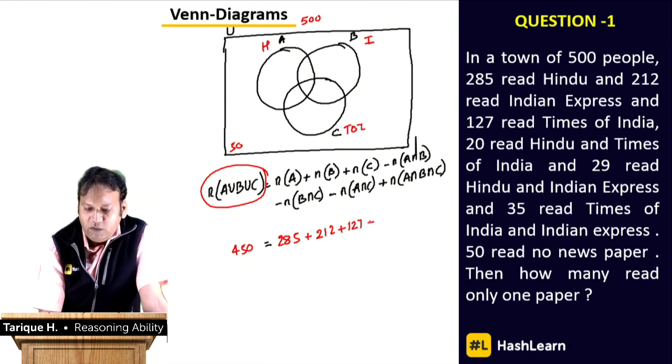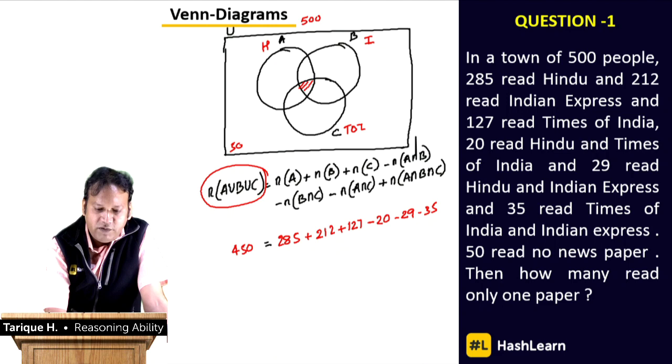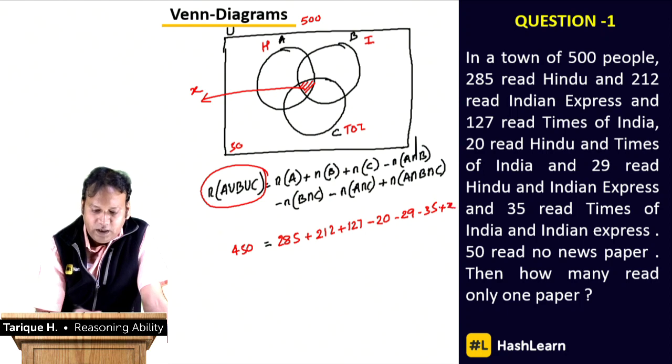Next we subtract all of the overlapping areas. 20 read Hindu and Times of India, so minus 20, and then we know 29 read Hindu and Indian Express, so that's minus 29, and 35 read Times of India and Indian Express, so minus 35. And the common area, this area that we don't know, let's call this area the x value. So let's write here plus x, and this will give you the total.